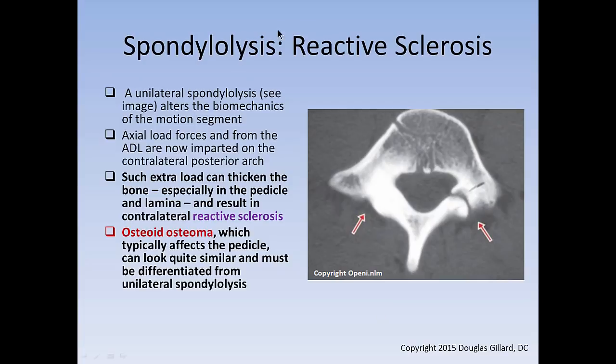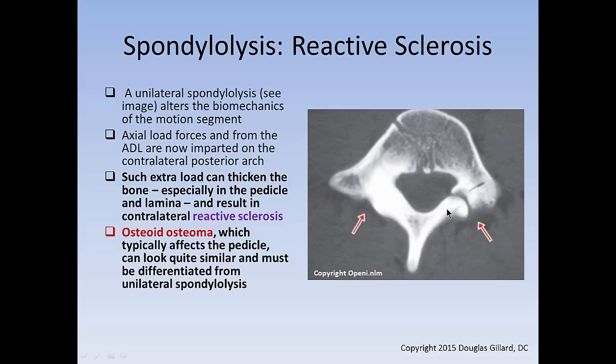Let's talk a little bit about reactive sclerosis. I mentioned it before. A great example occurs in a unilateral spondylolysis, which we have right here. What does that mean? Unilateral spondylolysis. That means that only part of it is broken. So on the right here we have a fracture through the pars, but not over here. But what has happened over here? Look at the thickness. Okay, this is normal. So why is this so thick and so white?